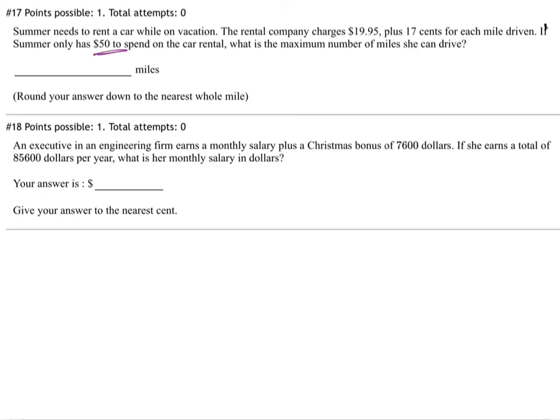So what are we going to do? She has $50 to spend. The rental car is $19.95 plus 17 cents a mile. How far can she go? So what would you do? She has the $50, and the car is $19.95 up front. So just subtract the $19.95 right away, which is basically $20 with 5 cents left over. So she has $30.05 left after she pays the upfront.